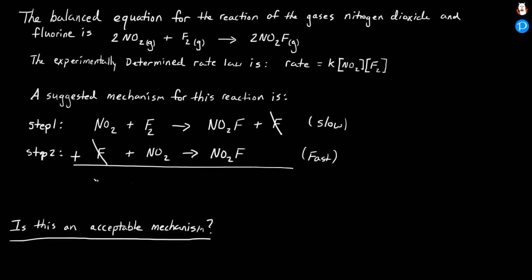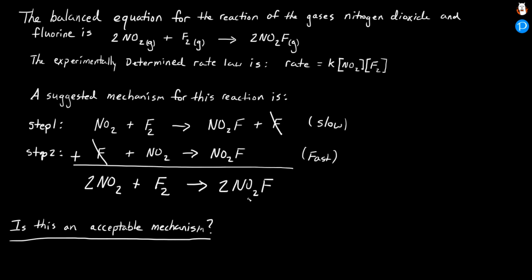So now I can add everything together. I've got NO2 and NO2, so that means I'm going to go 2 NO2 plus 1 F2 to produce 2 NO2F. And I can see already, of course, that that is the overall equation that I have up here, 2NO2 plus F2 to give 2NO2F. So this mechanism does satisfy the first requirement in that both of these reactions add up to give the overall equation.